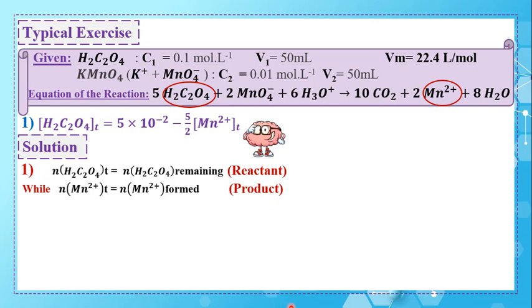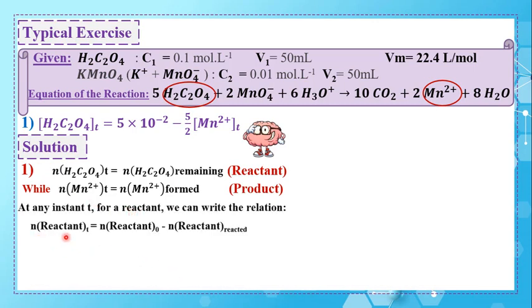Also, you can always write this relation for a reactant. The number of mole of the reactant left at t is equal to the initial number of mole of this reactant minus the number of mole which has reacted. So for H2C2O4, I can start like this. The number of mole of H2C2O4 left at instant t is equal to the initial number of mole of H2C2O4 minus the number of mole that has reacted.